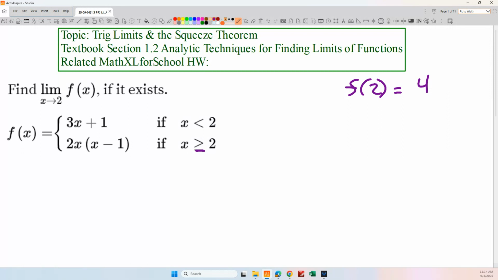You're right. That's not a limit though, is it? That's a value at 2, and that's not what a limit does. Okay? So, what do you think?